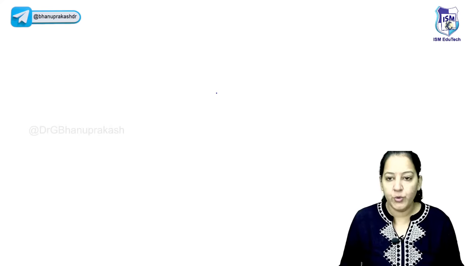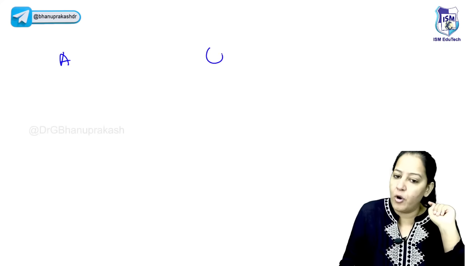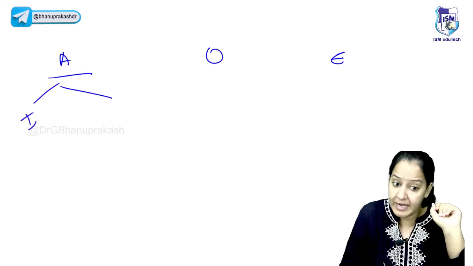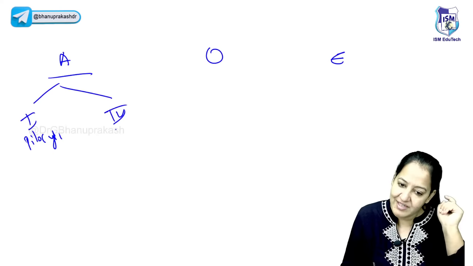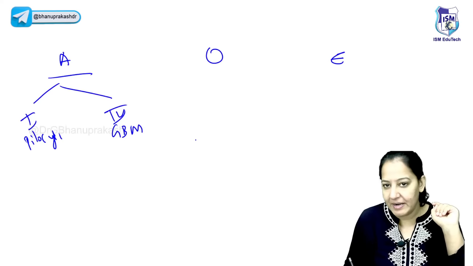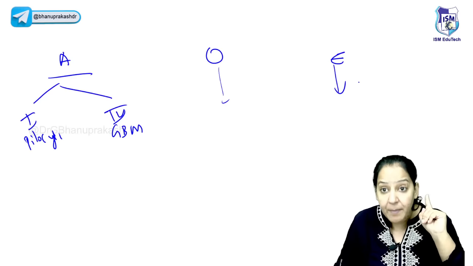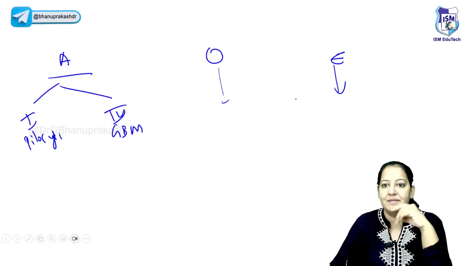Ependymoma. So I told you there are three types of neuroglial tumors: astrocytoma, oligodendroglioma, ependymoma. I already taught you two types of astrocytoma: grade 1, that is pilocytic, and grade 4, that is GBM, glioblastoma multiforme. We have already seen that. Oligodendroglioma, we have already seen that. Now the last one among the glial tumors I am teaching you is ependymoma. Then we will complete the table.